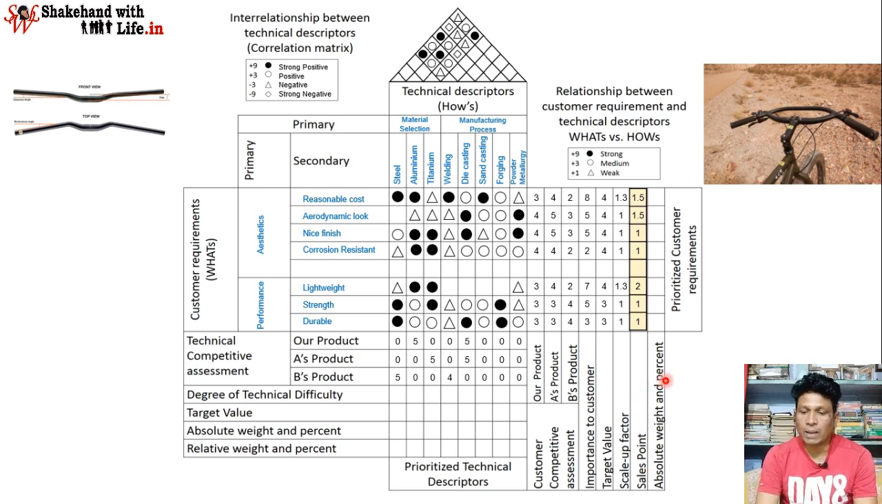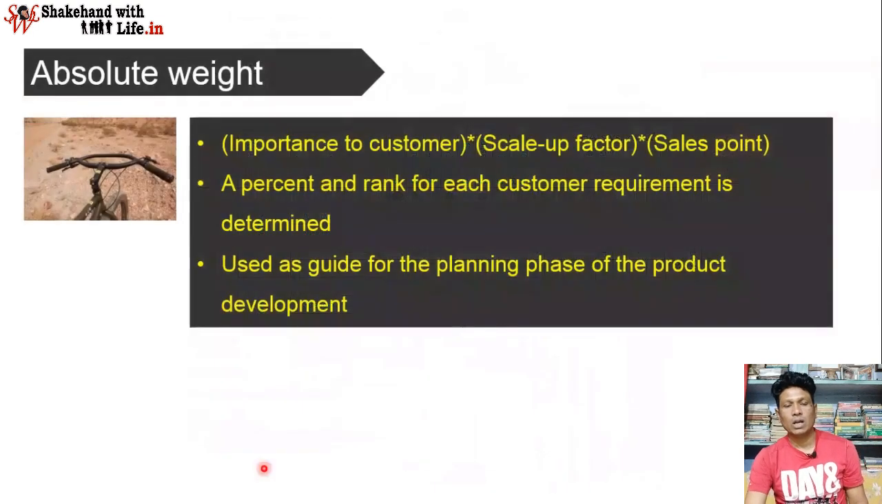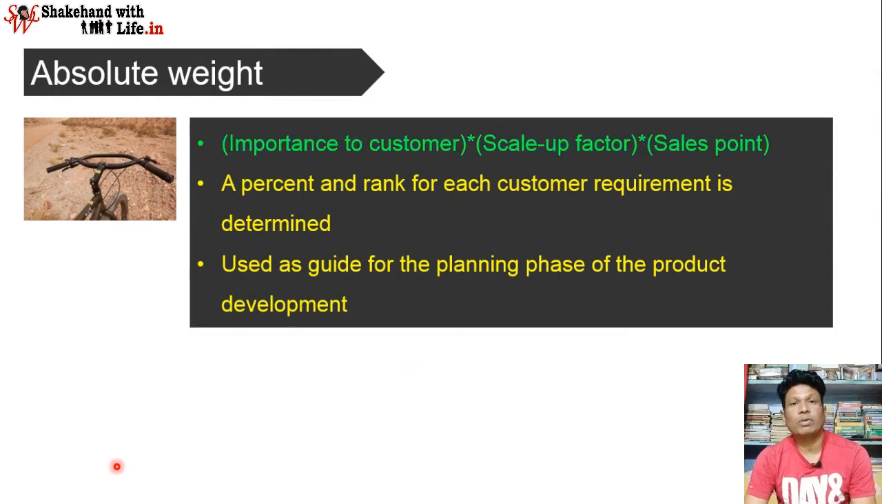Right, now we study the absolute weight. How do we calculate the absolute weight? And how do we prioritize the customer requirements on the basis of absolute weight? Let's see here. Now what is absolute weight? Absolute weight is the multiplication of importance to customer with scale-up factor and sales point.